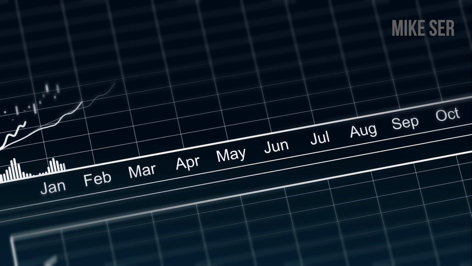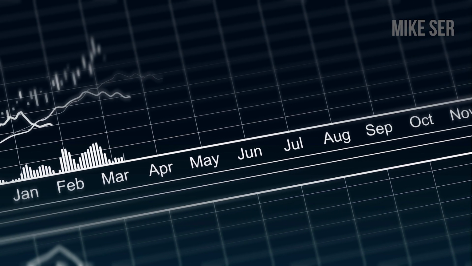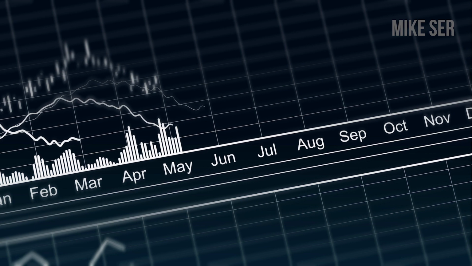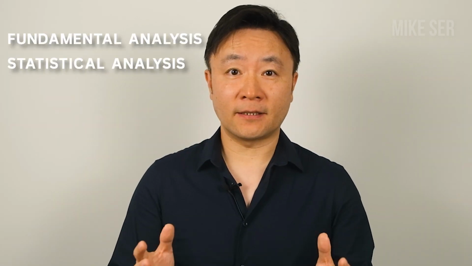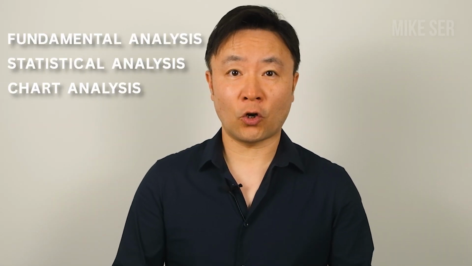Lastly, but most importantly, is when the correlation between the two securities breaks down due to various factors such as market conditions, economic events, or company-specific fundamentals, and you're unable to understand why. For those who wish to pair trade, determining which pairs to trade involves a systematic approach that combines fundamental analysis, statistical analysis, and chart analysis.